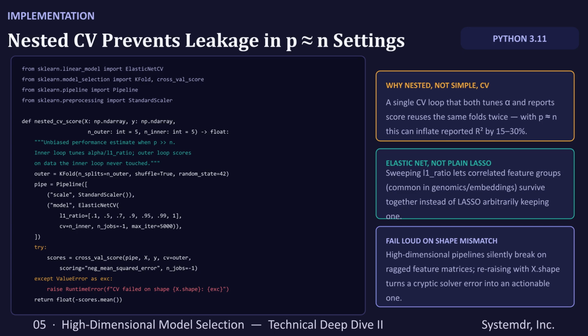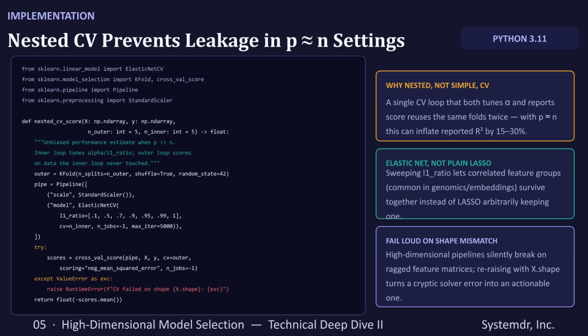Second, notice that we're using ElasticNet here, not plain Lasso. We're sweeping L1 ratio across a range from 0.1 up to 1.0. That lets correlated feature groups, which are extremely common in genomics data and in embedding spaces, survive together in the model, instead of Lasso arbitrarily picking just one representative feature group and zeroing out the rest.